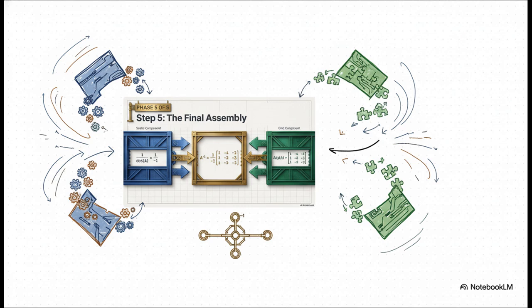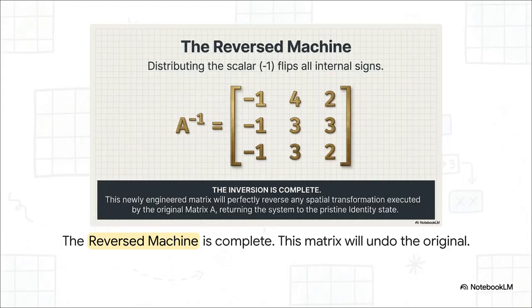You can see all the parts finally coming together. So all that's left is to actually multiply that scalar through. Remember our determinant was -1? Well, 1 over -1 is just -1. So we multiply everything inside our adjoint matrix by -1, which just flips every single sign. And there it is, the reversed machine. The inversion is complete. This matrix right here will perfectly undo any transformation made by our original matrix A.